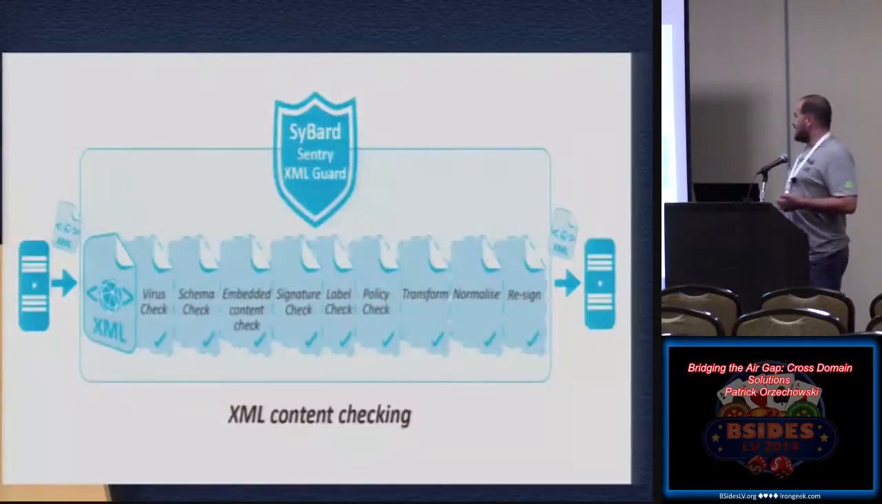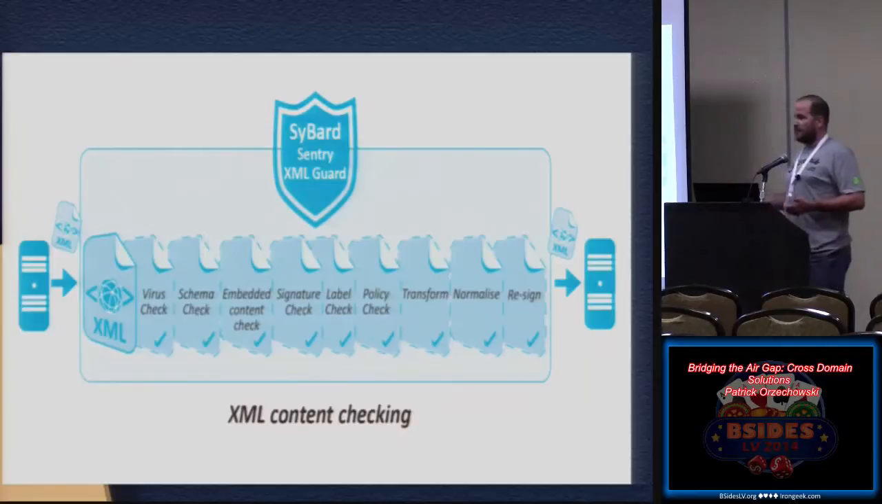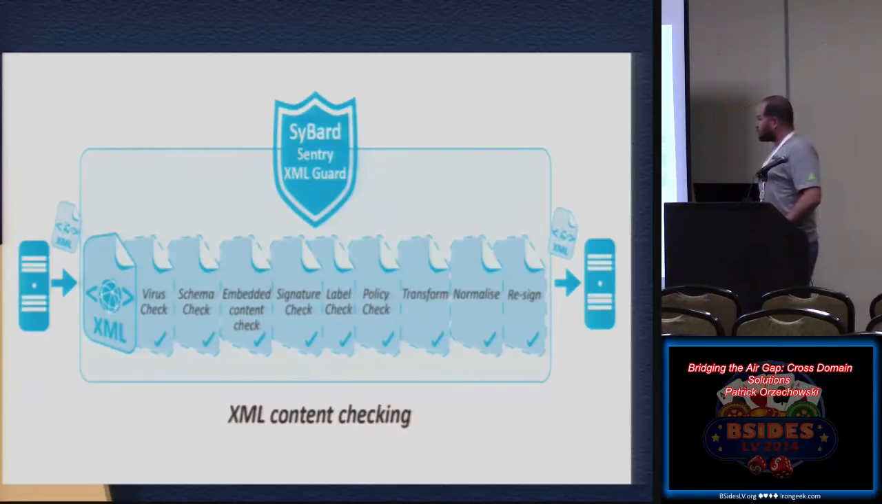So this is an example of data flow. This is a company, Cybard. They're from the UK actually, so the US isn't the only one that makes cross-domain solutions. They built a guard that does XML, and you can see not only does it understand that XML is flowing through, it does all these checks as the data flows through. It does a virus check, schema, embedded content.